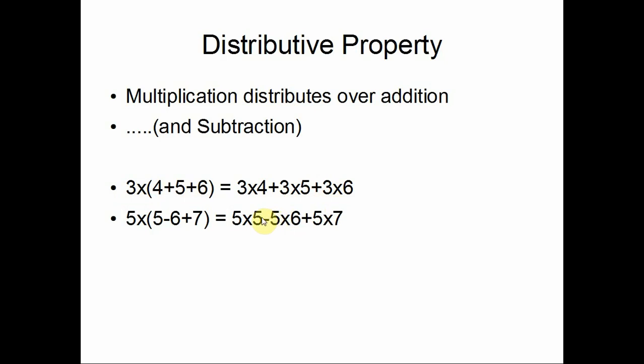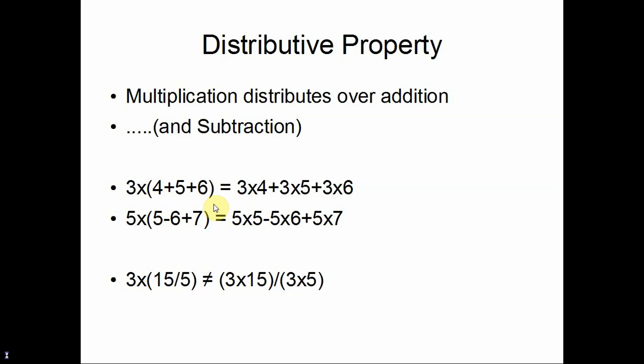Well, I think we could simplify this later, but remember, this works for or holds true for subtraction as well. So let's see. We have a 5 multiplied by 5 minus 6 plus 7. So 5 multiplied by 5 minus 5 multiplied by 6 plus 5 multiplied by 7. This holds true for multiplication over addition and subtraction. So this is the distributive property.